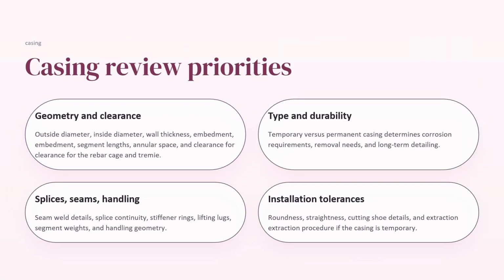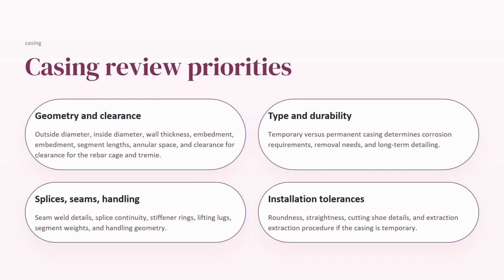Let's talk about casing shop drawing. Casing shop drawings are used for temporary or permanent steel casings installed in drilled shafts to stabilize excavations, control groundwater, and maintain shaft geometry. Unlike reinforcing steel drawing, casing drawings focus on the steel itself, its fabrication, handling, and installation. It is used for drilled shaft temporary or permanent casing. The unique items to check for casing shop drawing are outside diameter, inside diameter, wall thickness, embedment, segment lengths, annular space, and clearances for the rebar cage and tremie.